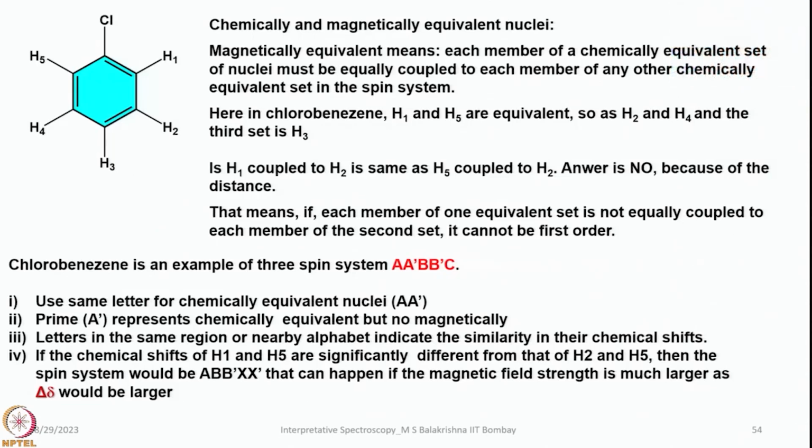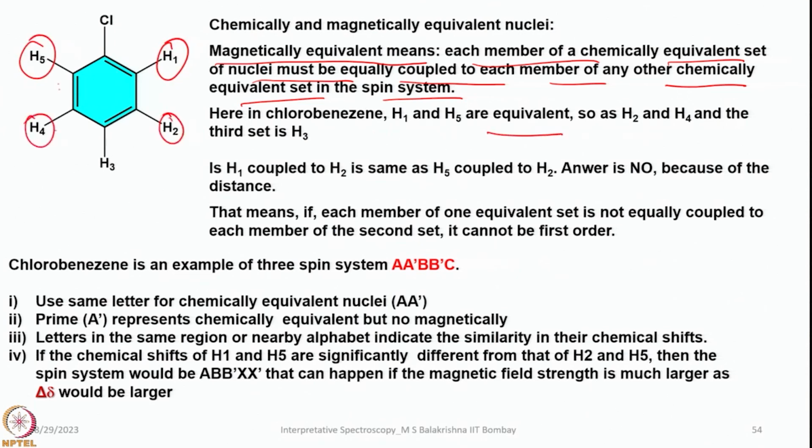So now we can have a better understanding of chemical and magnetic equivalence or non-equivalence. Magnetically equivalent means each member of a chemically equivalent set of nuclei must be equally coupled to each member of any other chemically equivalent set in the spin system. So in chlorobenzene, H1 and H5 are equivalent, as are H2 and H4. These two are identical, these two are identical, and the third set is H3. Is H1 coupled to H2?